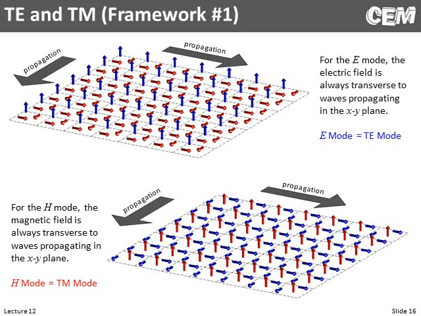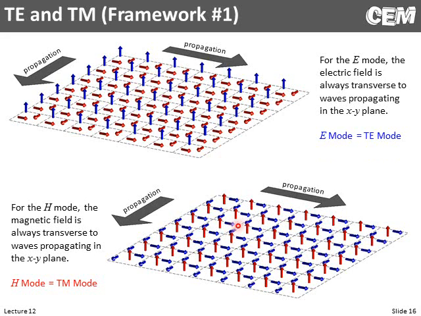The other lesson here is that for the E mode, we could define TE and TM one of two ways. In this case, we see that the electric field for the E mode is always transverse to the direction of propagation, right? Because propagation is always going to be in this plane in some direction, let's say this way, and the E field is always transverse to that.